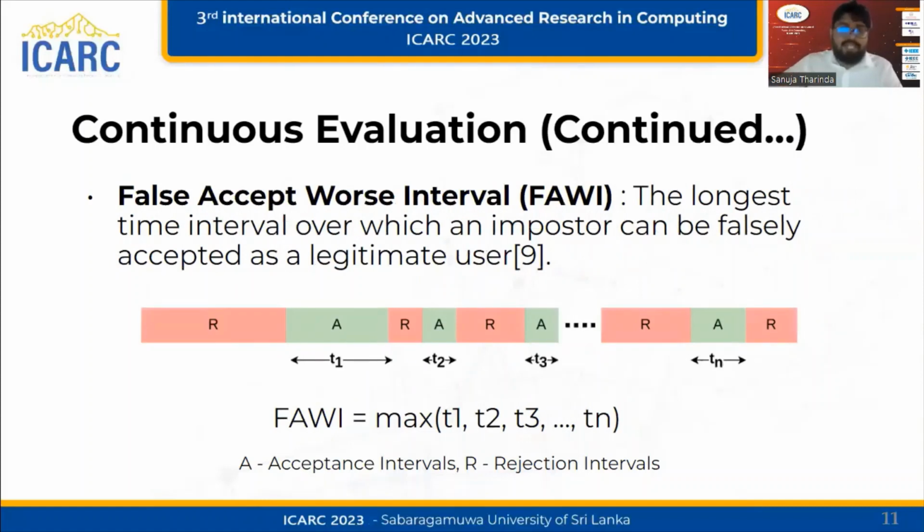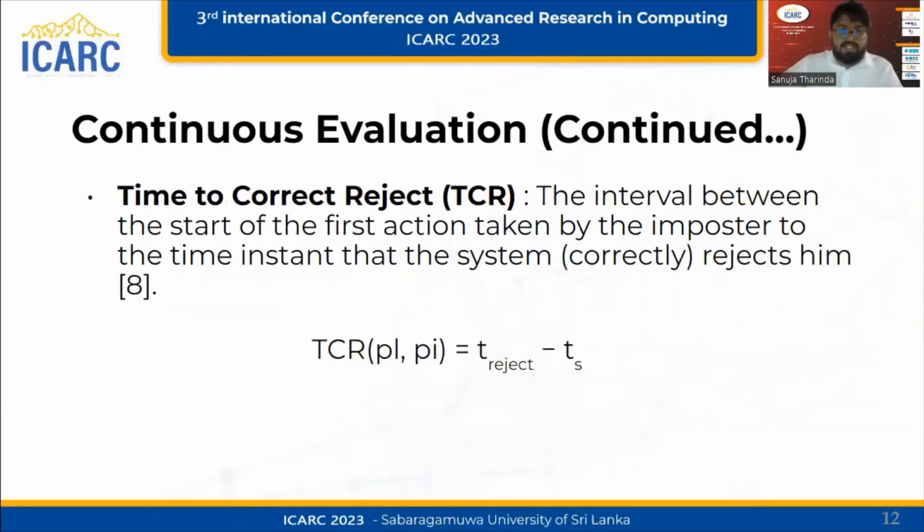Now let's look at false accept verse interval. False accept verse interval is the longest time interval over which an imposter can be falsely accepted as a legitimate user. FAWI evaluates an important security aspect, and FAWI should be minimized as much as possible. Now let's look at time to correct reject. Time to correct reject is the interval between the start of the first action taken by the imposter to the time instant that the system correctly rejects it. The TCR should also be low for better security.